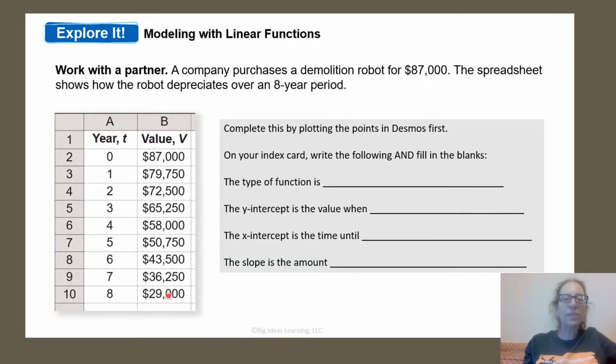So the class begins with this opening activity, and what I intend to do is hand everybody an index card and, working with a partner, work through this problem here. A company purchases a demolition robot for $87,000. The spreadsheet shows how the robot depreciates over an 8-year period.